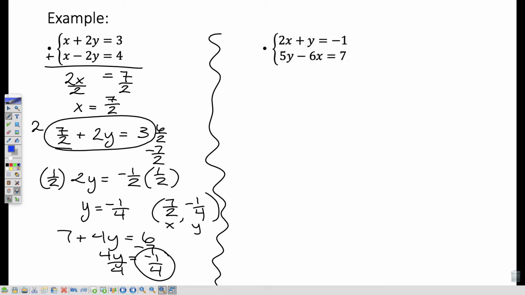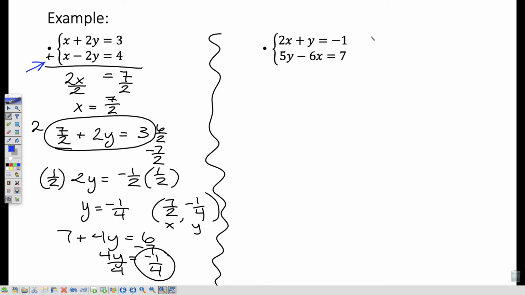Okay, so I have 2x plus y equals negative 1, 5y minus 6x equals 7. So combine like terms. There's no like terms. Well, first of all, what do you notice about how it's written? Is it lined up nice? No, it's not lined up nice. And I can't do elimination unless they're completely lined up. But are my y's or x's going to eliminate nice and easily once you get them there? I don't know. Find out.